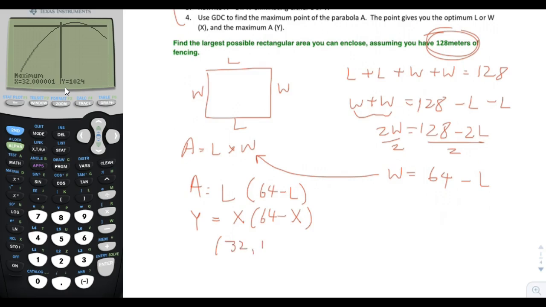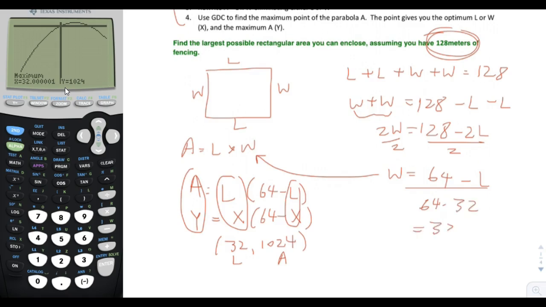32, 1024. Guess which one's the area? It's the Y. Guess which one is the length? It's 32. Remember we related the length to X and we related the area to Y. So now that we have the 32 length and area is 1024, let's figure out what the width is. Now we can use this convenient equation here to figure out what the width is. It's 32 also. Wow, it wasn't a rectangle at all. It was a square. Well, I guess a square is a type of rectangle, but okay.